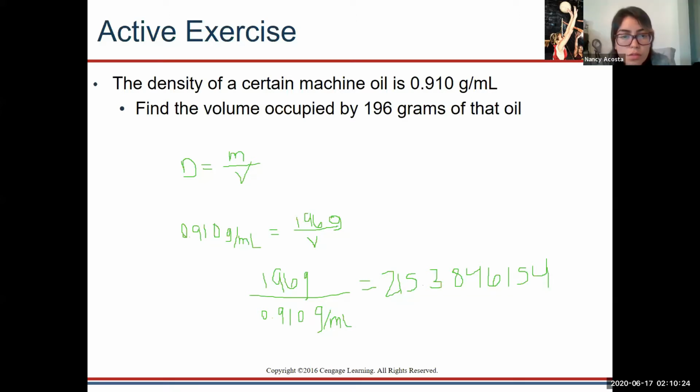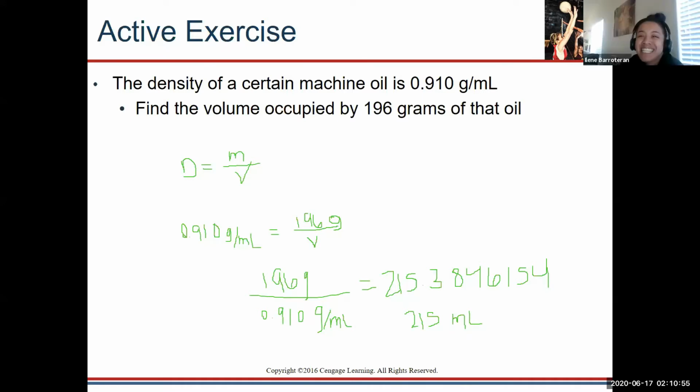And so there are 3 significant figures. So you would round to 215. What are the units? Is it mL? That's right. Okay, piece of cake.